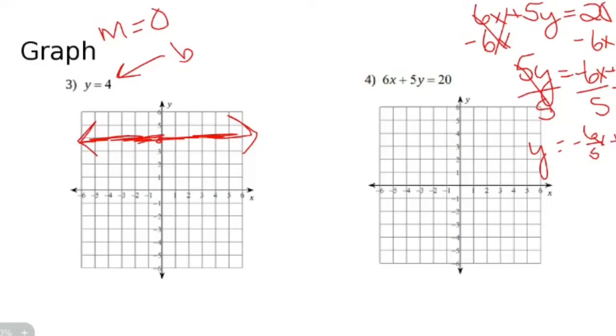Sorry for the sloppiness, but, you know, touch screen. Put a dot at 4. Negative 6 over 5 is my slope, so up 6, left 5. I don't have it. Down 6, right 5, so 1, 2, 3, 4, 5, 6 over 1, 2, 3, 4, 5. Looks like it's only a 2-dotter again.